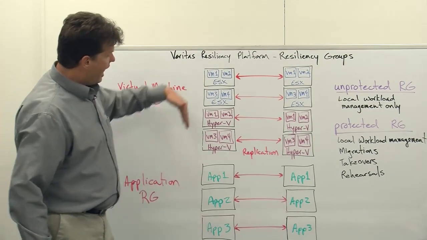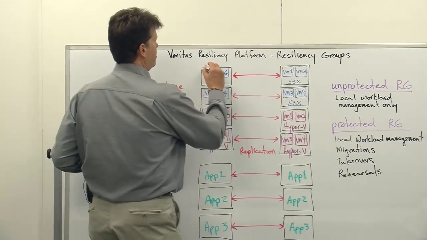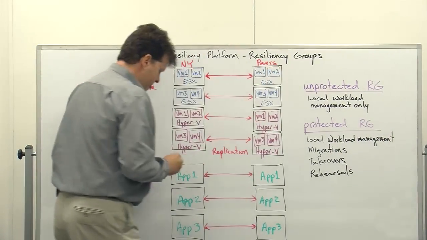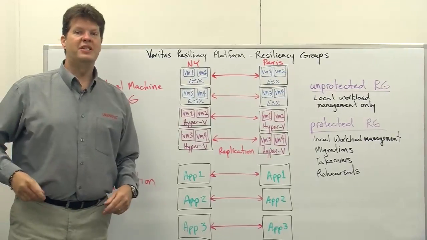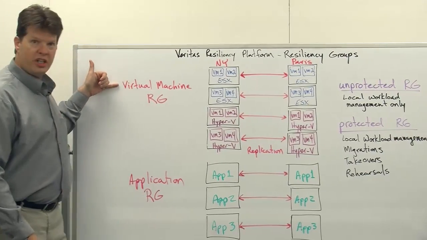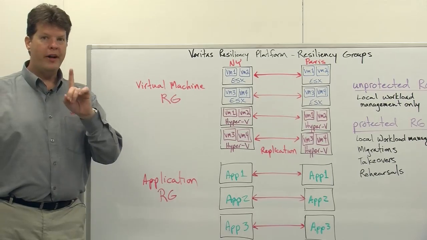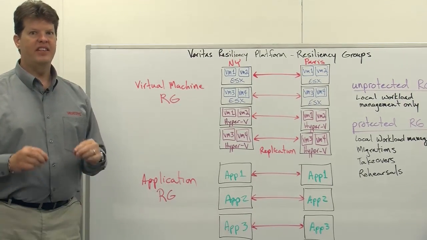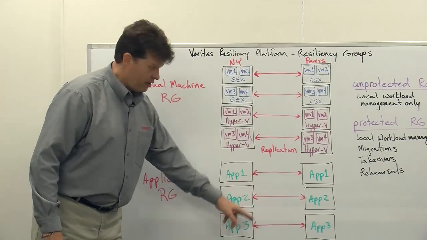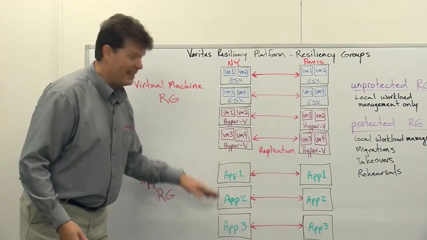Once we have that in place, and we have replication going between our sites, so here I have my New York data center, and I have my Paris data center, then the next step would be to build resiliency groups. The resiliency groups that we can create are either based on virtual machines or based on applications. And the resiliency group can contain one or more assets of the same type. So if it's an application, I can put all of them into a resiliency group, or I can put a minimum of one in a resiliency group, or anything in between.